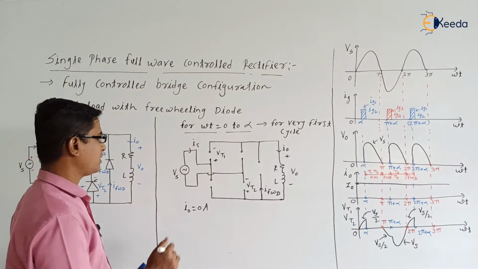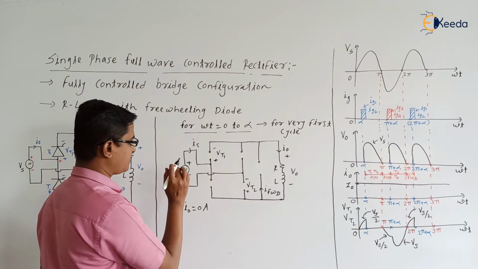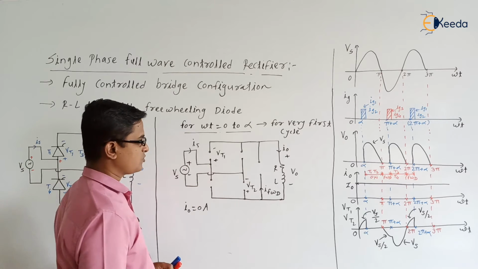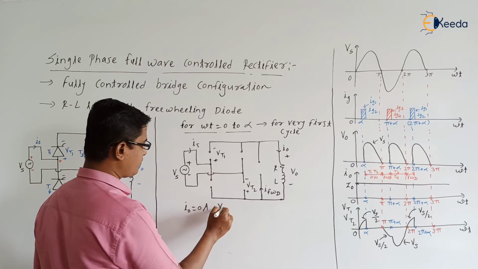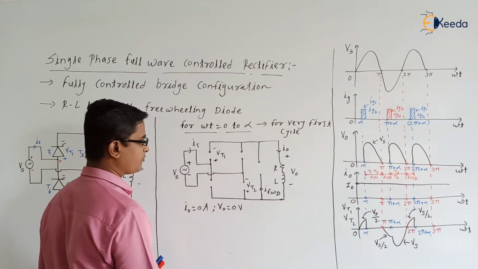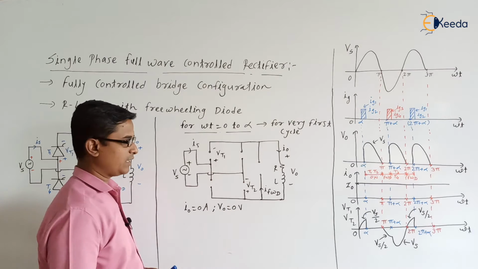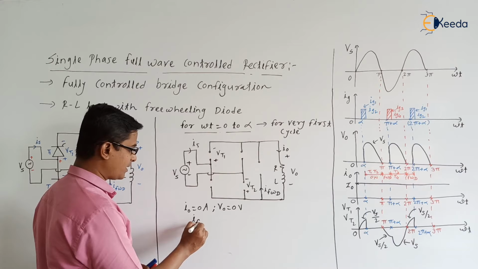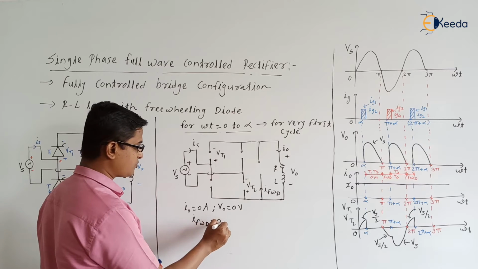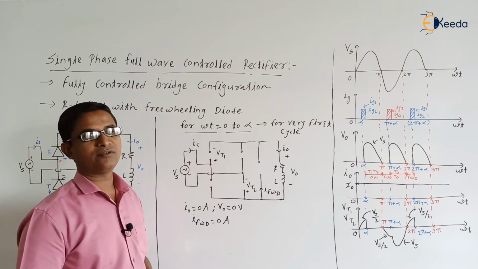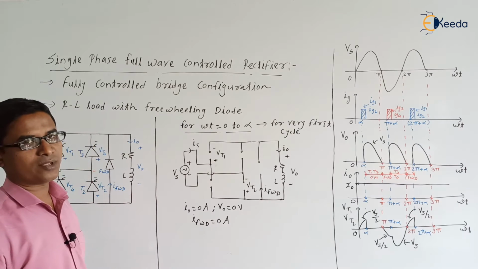Here supply voltage is Vs, plus here minus here, this voltage is Vs. So I0 is 0. What about the V0? V0 is also equal to 0 volt. Next, what is IFWD? Freewheeling diode current IFWD is also equal to 0 ampere.